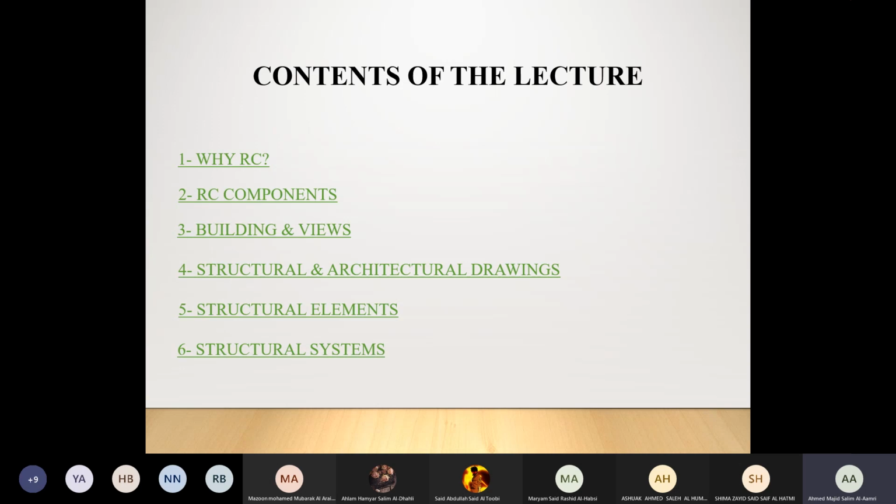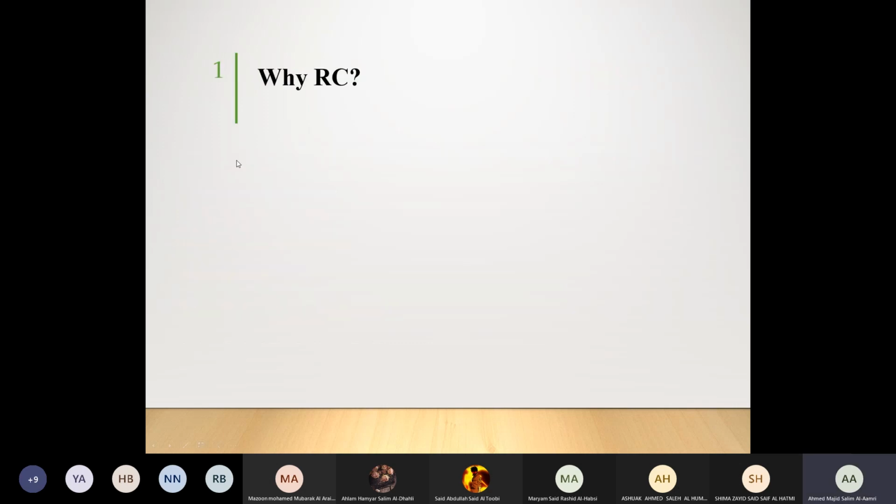Now these things you should have already studied, whether it's in design of structures 1, building drawing, or even theory of structures 1 or 2. So this is going to be a recap, just to make you prepared for the course of advanced RC design. Okay. Now, first part is, why RC?